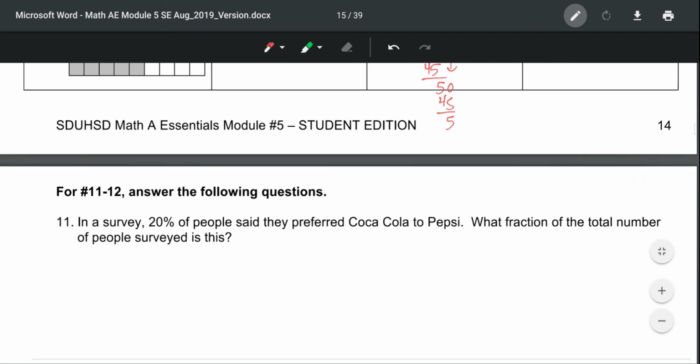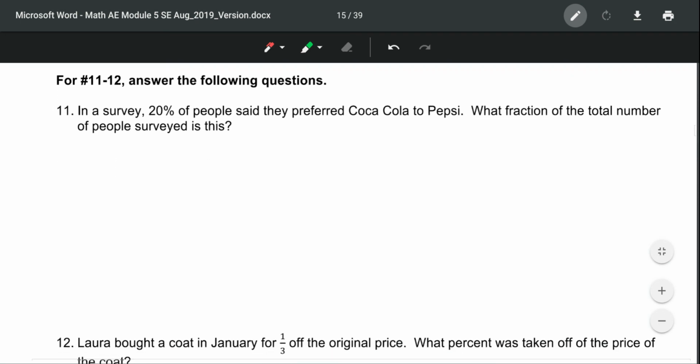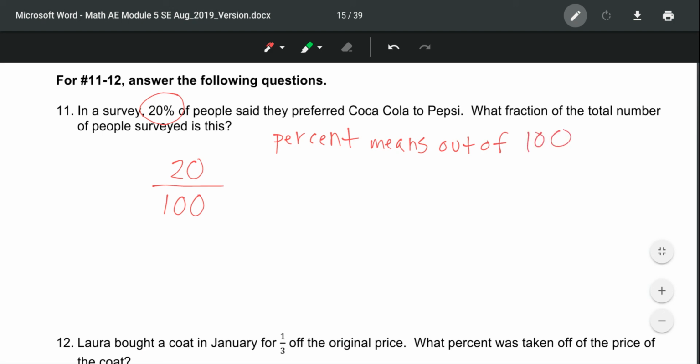Okay, number 11. In a survey, 20% of the people say they preferred Coca-Cola to Pepsi. What fraction of the total number of people surveyed is this? So remember, 20% means 20 out of 100. Percent means out of 100. So you just take the percent and write it over 100, and now you reduce it.